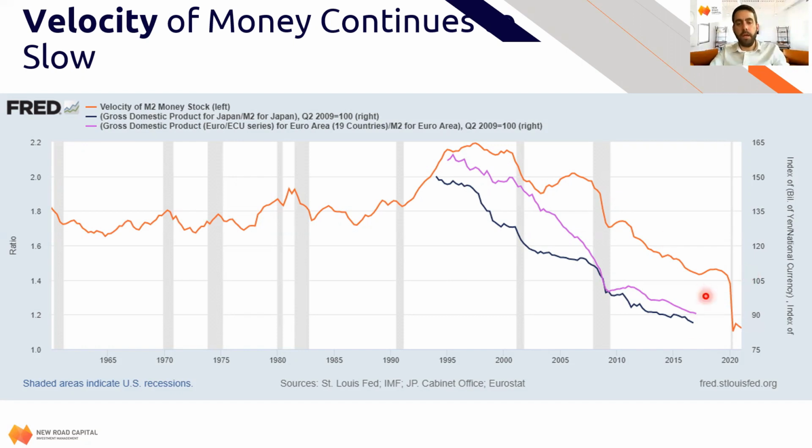What's happening is, you have aging populations in these developed worlds. As people age, they spend less. So they have more savings and they spend less.